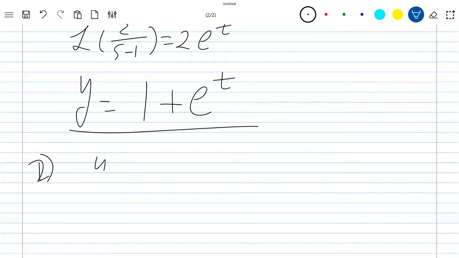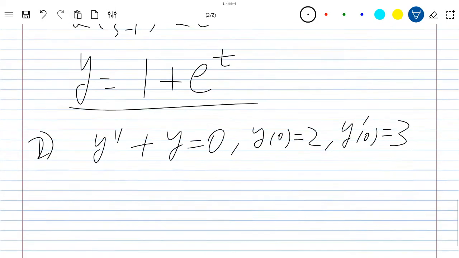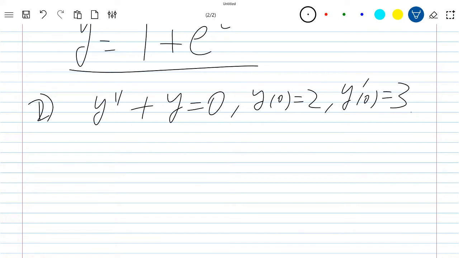Second one, y double prime plus y equals 0, and y of 0 equals 2, y prime of 0 equals 3. And the nice thing about this Laplace transform is that you can even apply it to high order equations, say third order, even fourth order, so long as you can handle the fraction. So the right hand side is 0, so it's easy. The left hand side, we need to figure out what this is. Alright, so let's do it.